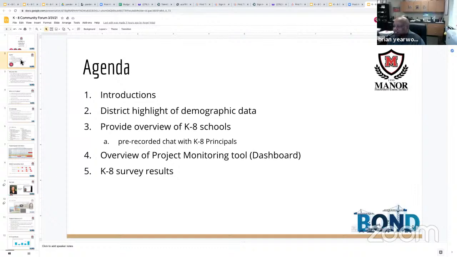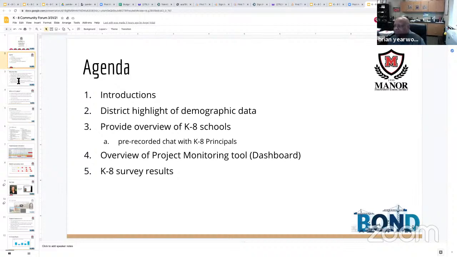Okay, can everyone see the agenda? Yes, we can. Okay, great. Thank you, Dr. Spencer. We did our introductions earlier on. In this presentation, you'll see a district highlight of demographic data. We'll also provide an overview of our K-8 schools. Along with that, there'll be a pre-recorded chat from a K-8 principal, presenting information from their school and their experiences there. We'll also provide an overview of the project monitoring tool, which is a dashboard led by Mr. Vidal. And then, of course, we talk about the K-8 survey at the end. That's our agenda for today.